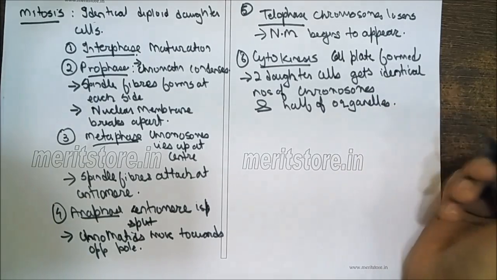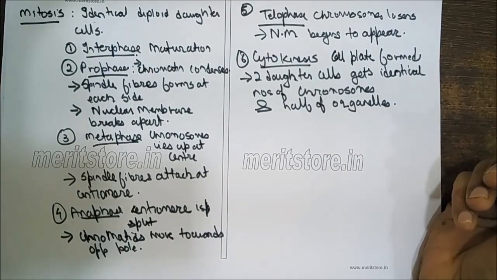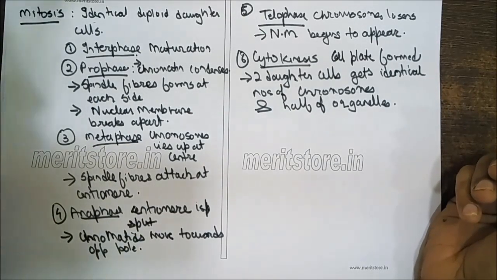So this is the typical mitosis. Remember, it leads to the formation of identical diploid daughter cells, and the genetic component is the same.